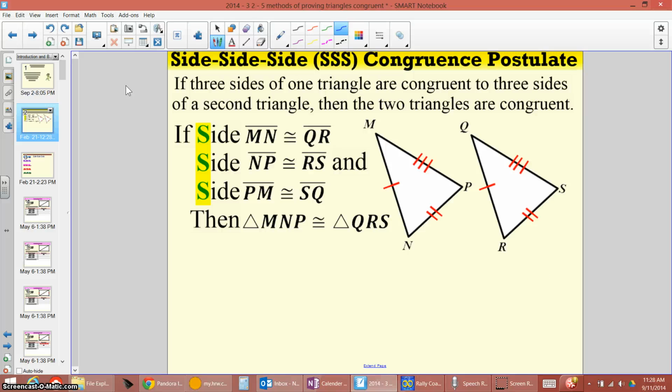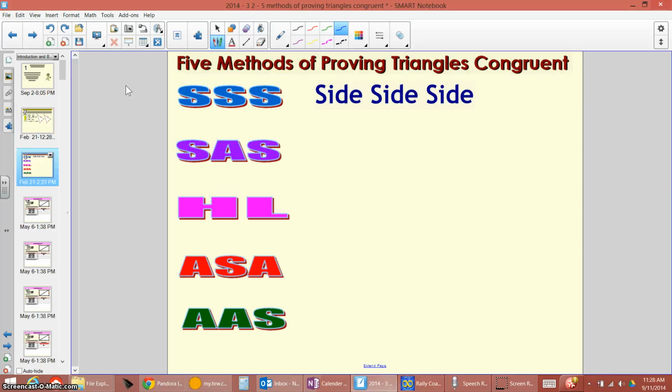So, side, side, side. We're talking about congruence of triangles. I'm proving that triangle MNP is congruent to triangle QRS. All I need is for all three sides to be congruent to each other, and I'm done. The minimum requirement is side, side, side. There's 5 different options, one of which is side, side, side. So if you ever see the 3 sides are congruent, you know every bit of that triangle is also congruent. Side, side, side is the first one.